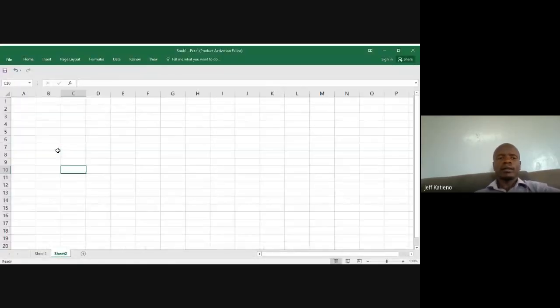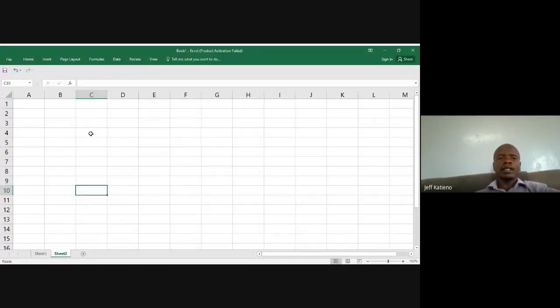So what happens sometimes is that input tax is higher than output tax. Yeah, so if input tax is higher than output tax, then a trader or a business should not pay any tax. Actually, he should claim tax from Kenya Revenue Authority.